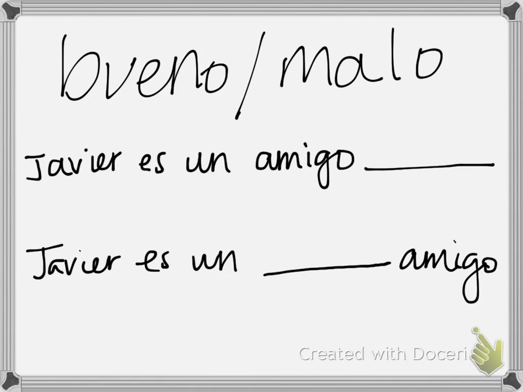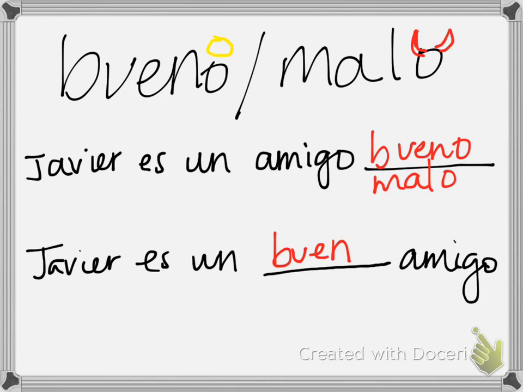Okay, we also have some adjectives that can go either way, so they can either come before or after the noun. So we have bueno, so good, and we also have malo, bad. Okay, so Javier es un amigo bueno, or you could say Javier es un amigo malo, so he is a good or bad friend. And then the other place that you could put them is before. However, when you put these adjectives before, bueno actually changes to buen, and then malo changes to mal, so we drop the ending for these particular ones. They actually mean the exact same thing. They're interchangeable, so either way you do these ones are fine.